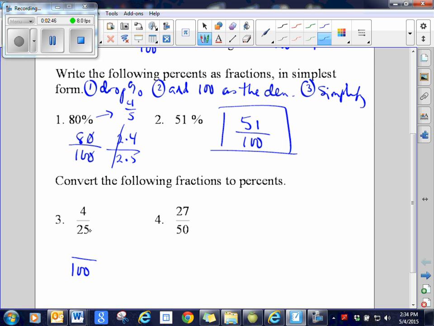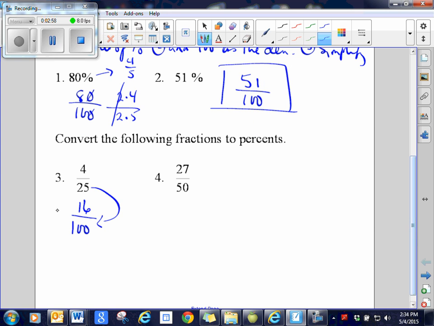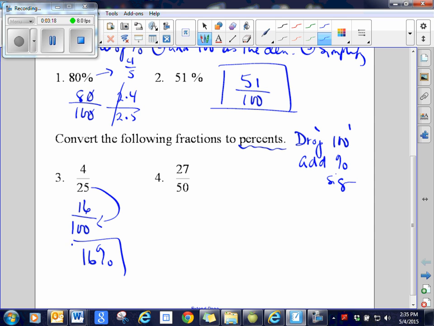Ask yourself, equivalent ratios. How can I get from 25 to 100? Multiply times 4. If I multiply the 25 times 4, I of course have to do the same thing to the numerator. 4 times 4 is 16. Now to write it as a percent, you need to drop the 100 and add the percent sign. So if I drop the 100, it just becomes 16, and I add the percent sign, and there is the equivalent of writing 4/25 as a percent.